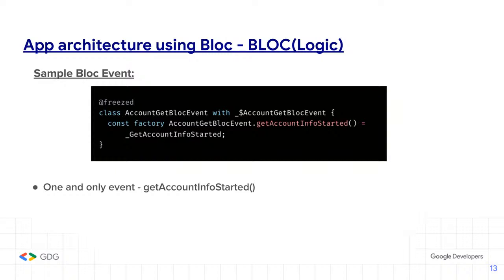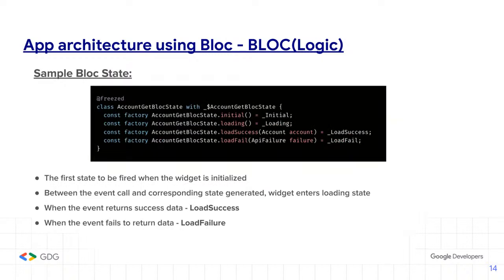Now for this event, when I make the call GetAccountInfoStarted, there can be four possible states. It can be an initial state. Initial is actually a mandatory state for every bloc. And this is the first state when the widget is initialized.